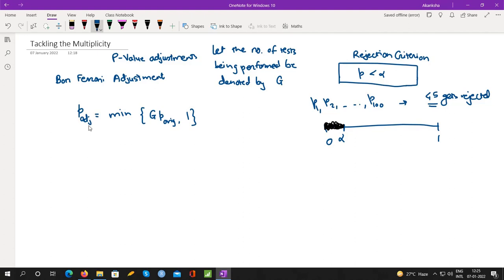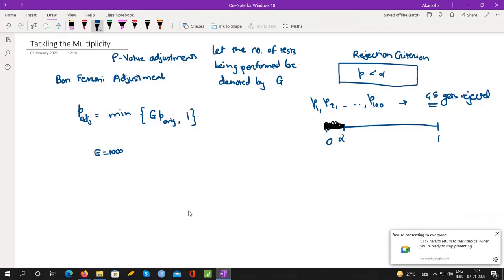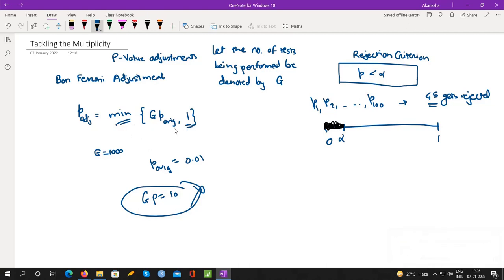Correct. But then the problem is sometimes it may go beyond 1 and we want p-values to be between 0 and 1, right? For example, if my G is say 1000 and suppose my original p-value for a certain test is 0.01, then G into P becomes 10. Am I right? And this is of course unacceptable because p-value is supposed to be between 0 and 1. Hence we put this condition that if G into P original is becoming greater than 1, we will take 1 as the p-value. Is it okay? Is the formula clear?